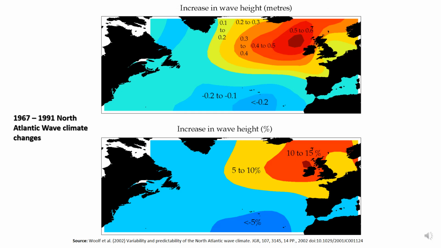When we look at the global big picture scale, particularly in the Atlantic, we can see that from 1967 until 1991, a recent research project was able to establish that there was a significant increase in wave heights over that time period. And in general, where we are, wave heights have increased between 10 to 15% over this 1967 to 1991 period.